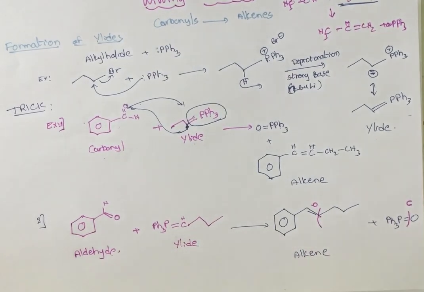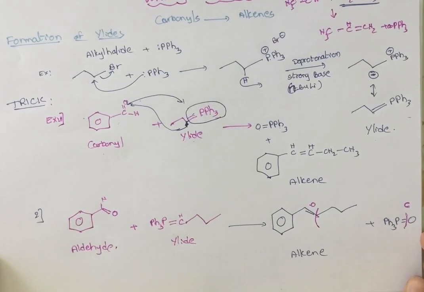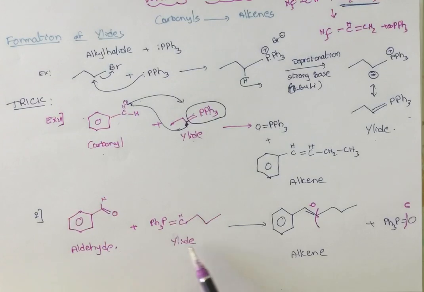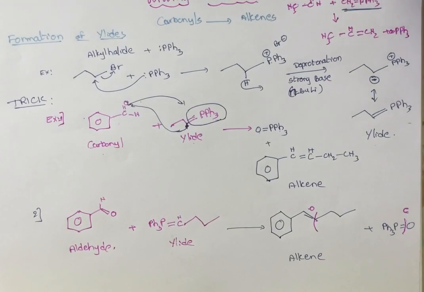In this way, by using this trick, you can write the type of product that you are going to get in Wittig reaction, or the type of reactants that form a particular product. It is a very important trick which is very useful for you in answering in the exam.